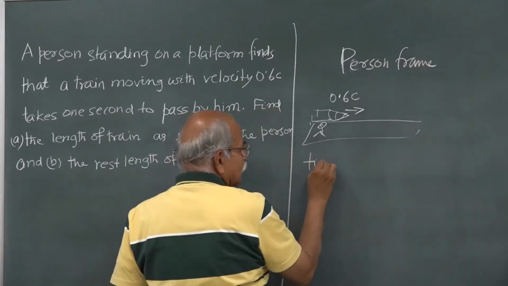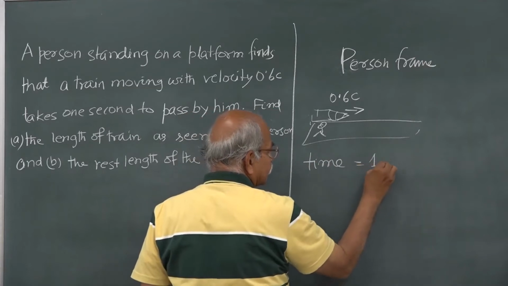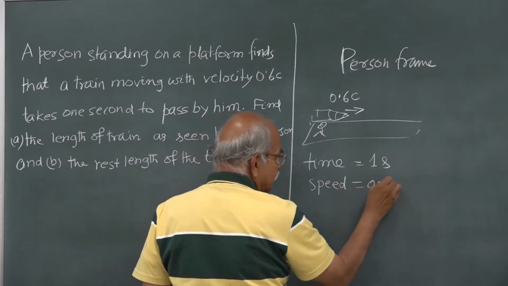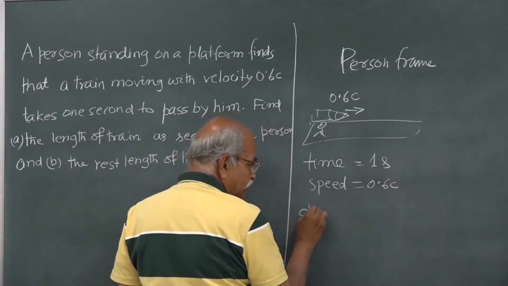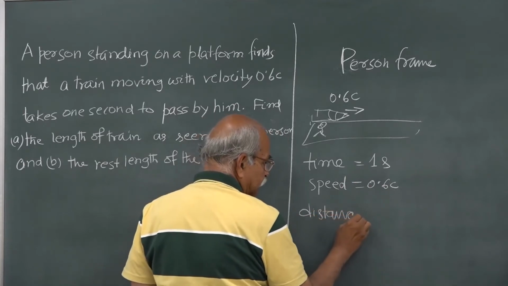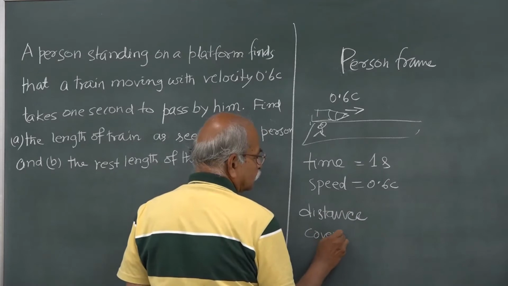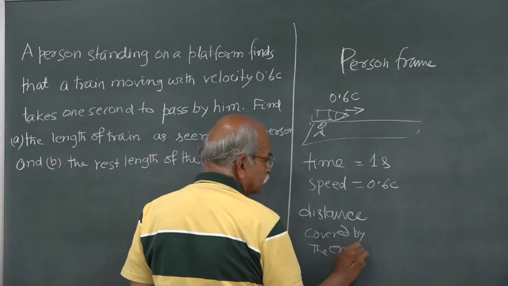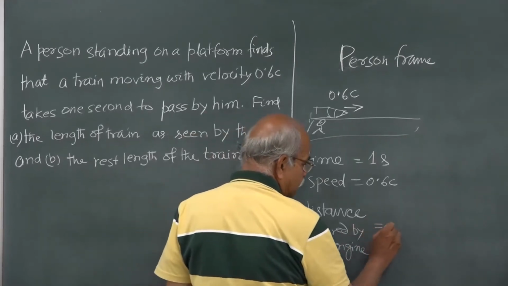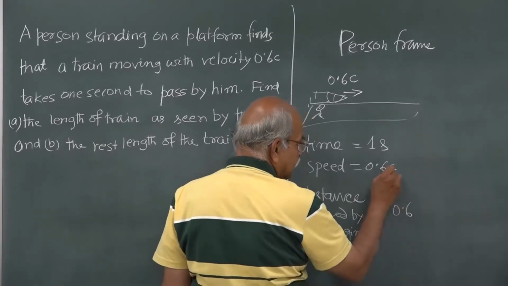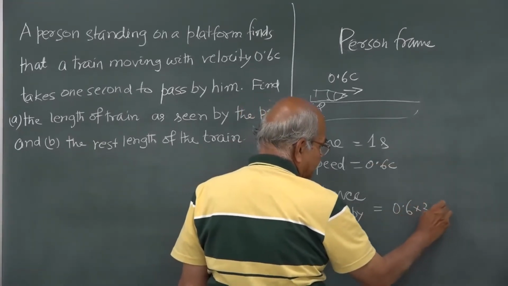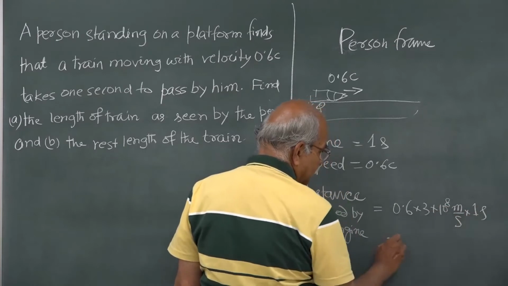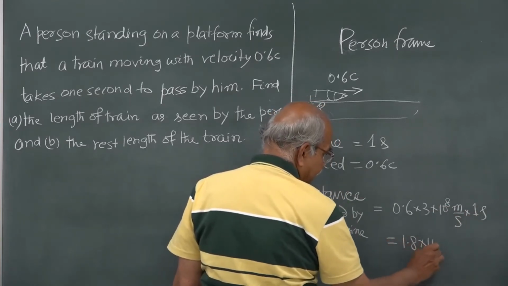So, the time taken is 1 second, and the speed is 0.6 c, and so the distance covered by the train or by the engine in 1 second will be equal to 0.6 c seconds. So, 3 into 10 power 8 meter per second, and multiplied by 1 second. So, it is 1.8 into 10 power 8 meters.